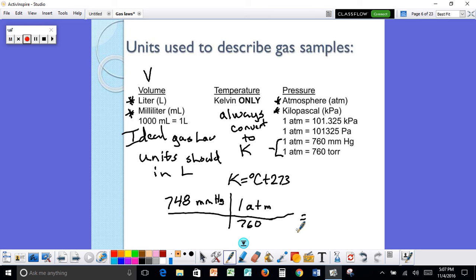748 divided by 760 gives us that we would have essentially 0.984 atm. Alright, just be aware of those units as we're doing our calculations.